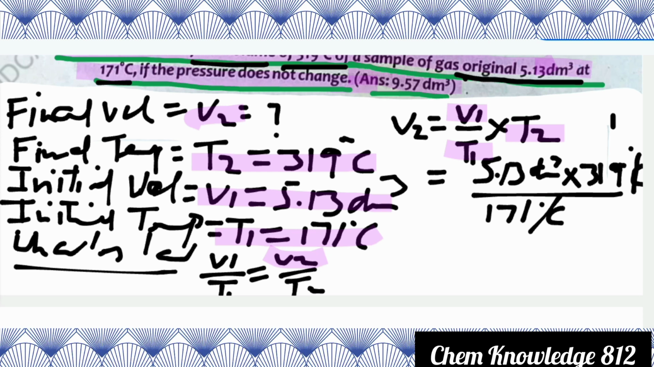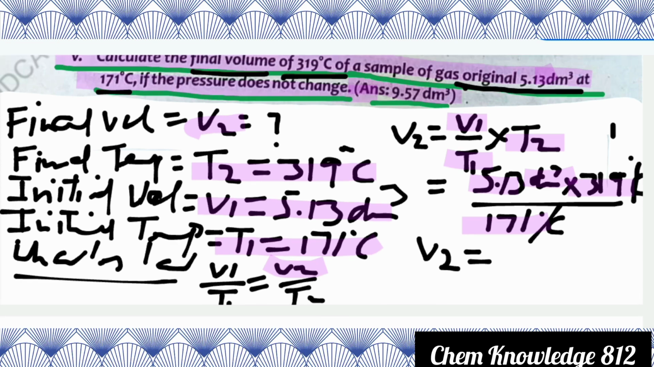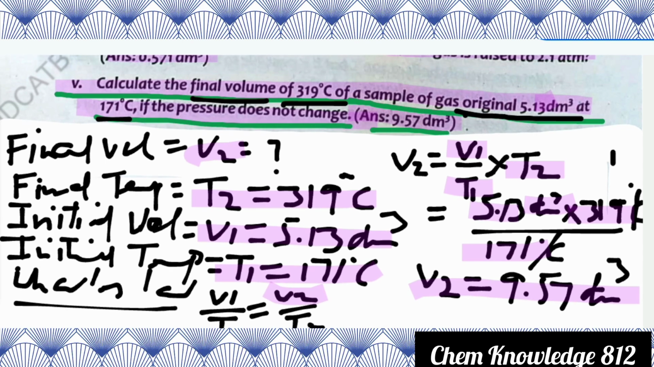And we get the unit of cubic decimeter. So by multiplication of 5.13 with 319 and by dividing with 171, we will get the value of final volume V2, which will be equal to 9.57 cubic decimeter. So this is the answer of question number 5, and this is equal to this one, 9.57 cubic decimeter. So this is the solution of the fifth numerical question.